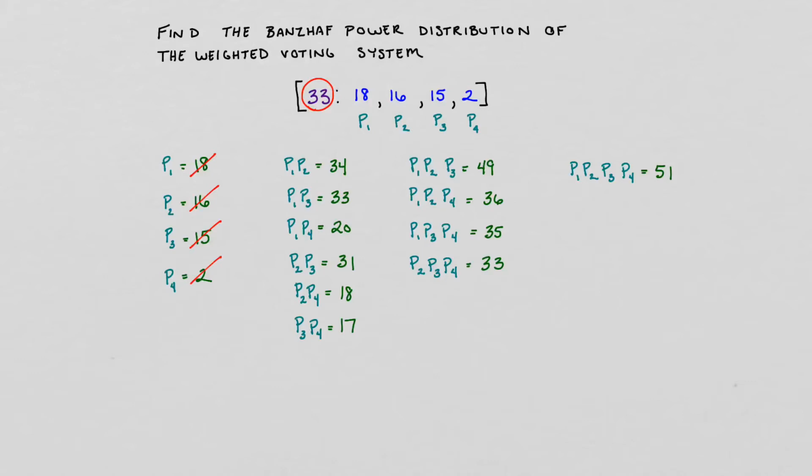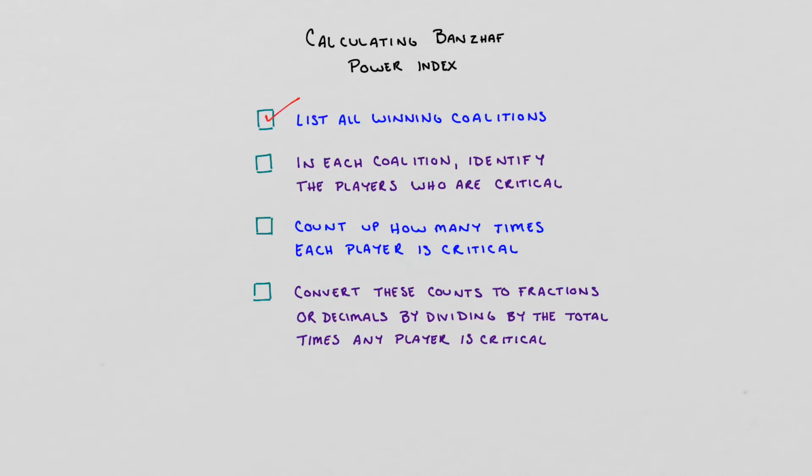Going through my pairings, it looks like player 1 and 4, player 2 and 3, player 2 and 4, and player 3 and 4 can all be moved out. I can't work with them because, again, they're not meeting the quota. It looks like all of my trios will make it, and of course, my entire group of 4 will make it. So we've gone ahead and we've listed all winning coalitions. Now, step 2: in each coalition, we want to identify the players who are critical.